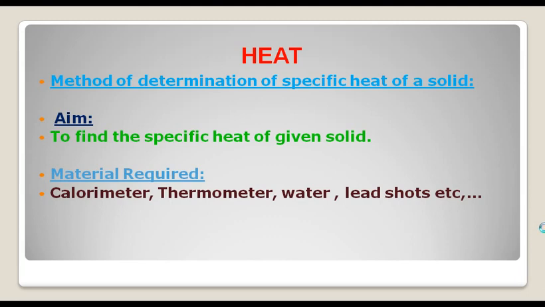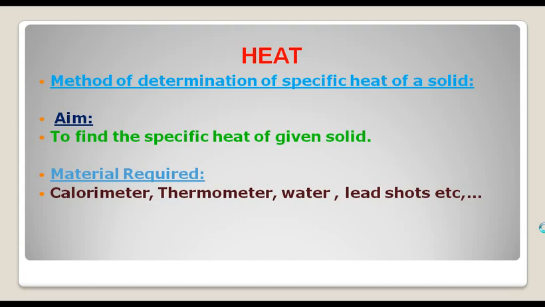Today, in this session, we are going to discuss one of the important questions from the chapter Heat, that is, the method of determination of specific heat of a solid. As it is a lab activity, we have to follow the procedure in writing the answer. The procedure is, initially we have to write the aim. The aim is to find the specific heat of a given solid.